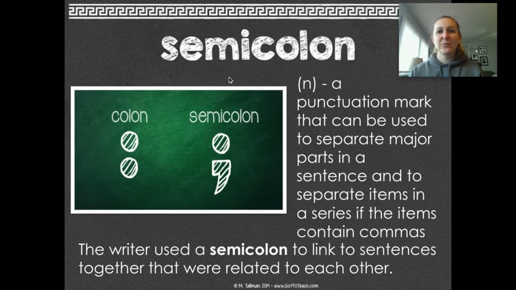Semicolon has this root semi, half, in it, and it's a punctuation mark where half of it is a dot and half is a comma. And so we use that to link sentences together when they are related to each other. So instead of using a comma and a FANBOYS word, we may use a semicolon to join two sentences together.